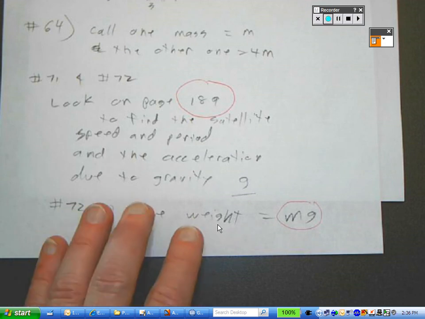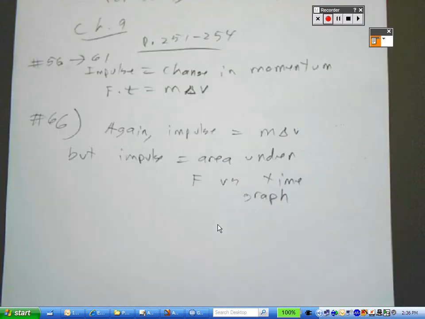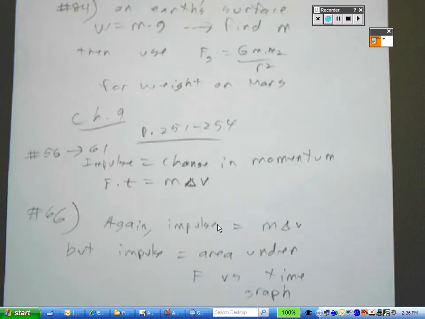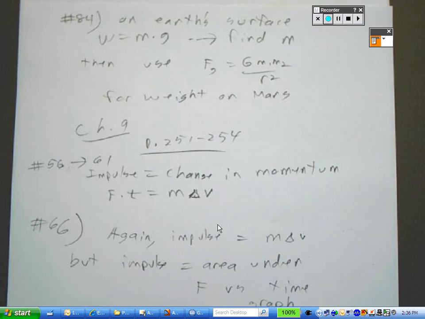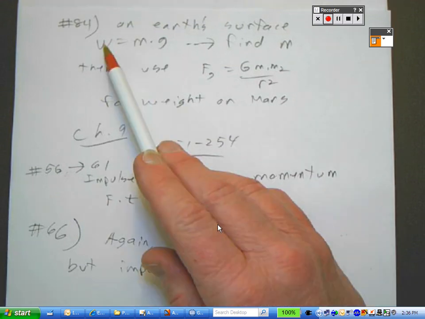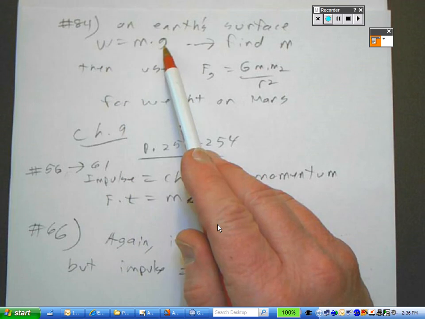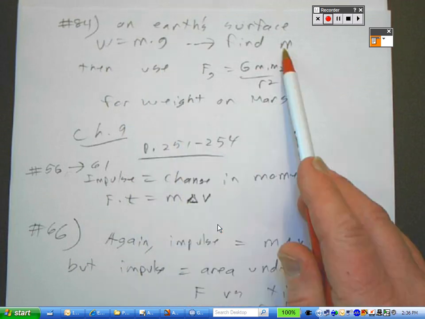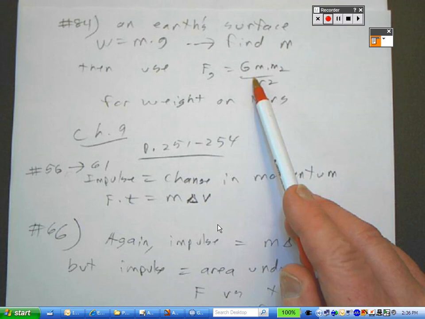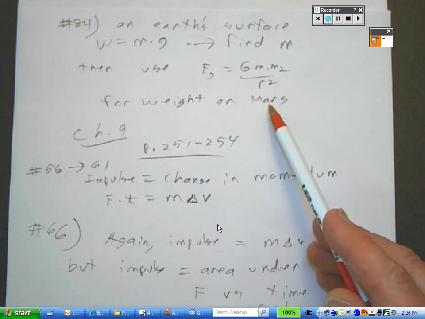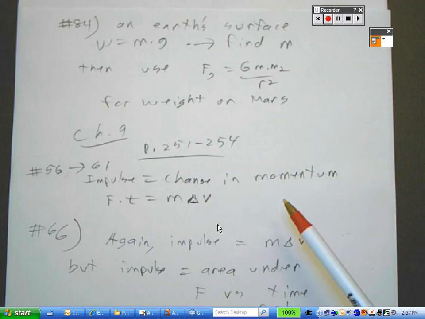I think that'll help you. For the final problem that I'd like to help you with on this chapter 7, would be number 84. You'll find number 84 on page 193. And number 84 says if you weigh 637 on Earth's surface, well, take a look here. If you know the weight, you should be able to divide by g, which is 9.8 on the Earth's surface, to find the mass. Then you could use the general force of gravity formula to find the weight or the force of gravity on Mars. This is a good hint.